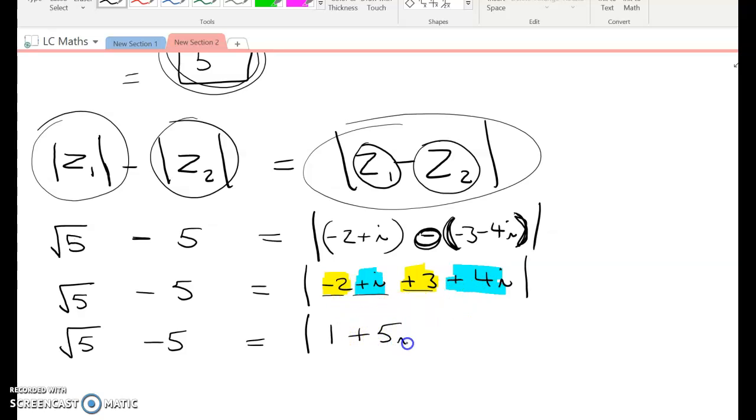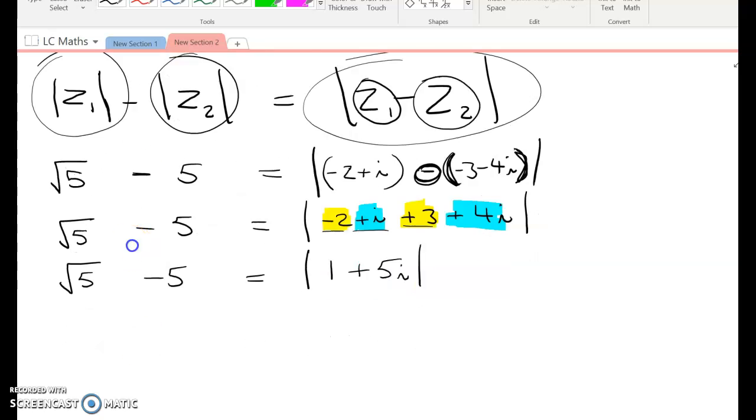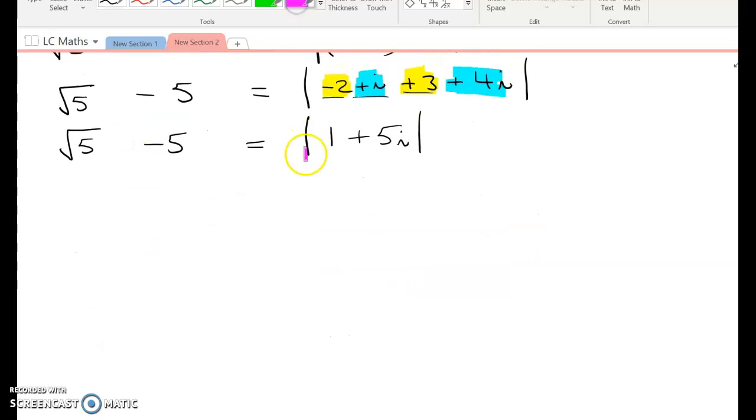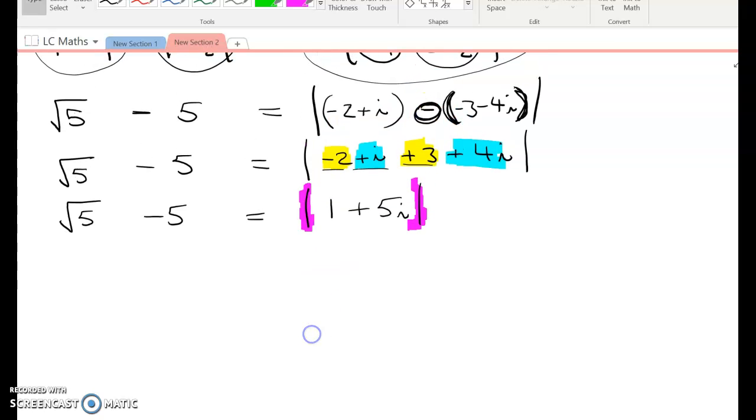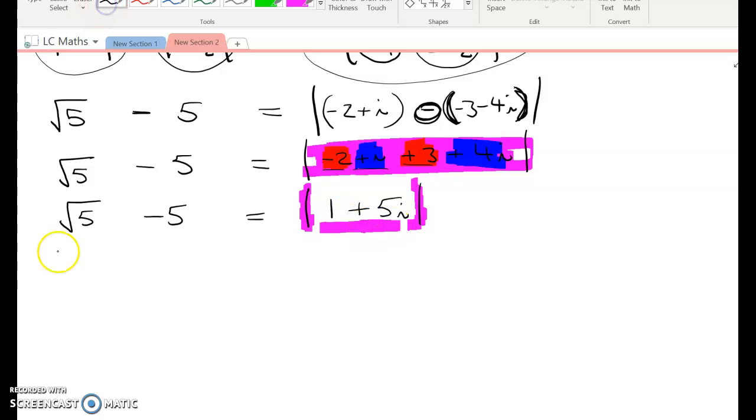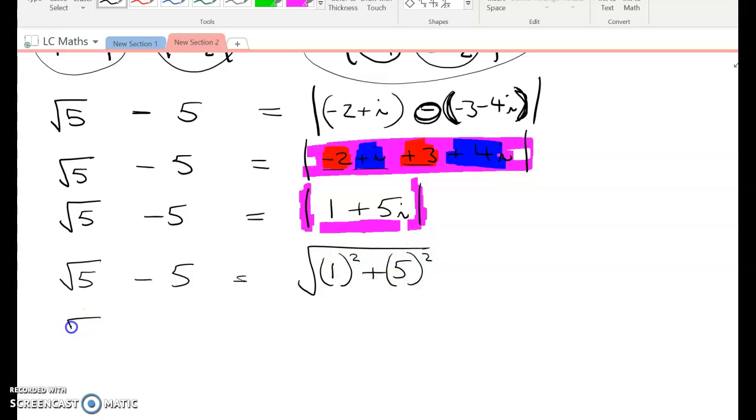plus 5i. Now, can you remember how to do modulus? We actually have to do the modulus. We can now do the modulus because we have 2 terms in. You can't do it when there's big long 4 terms inside there. Can't do that. But you can do it now because it's got 2 terms in there. So how do you do it again? Square root of the first number squared plus the second number squared, which is the square root of 26.